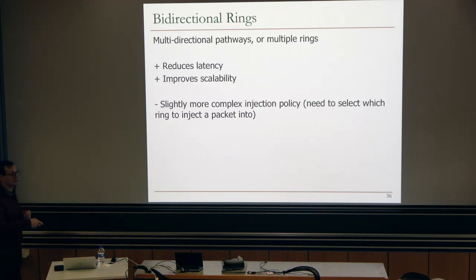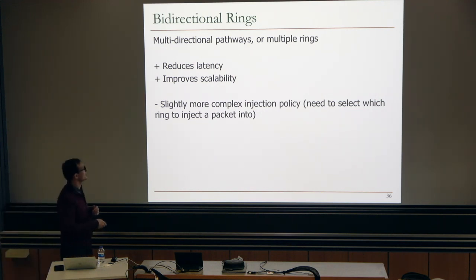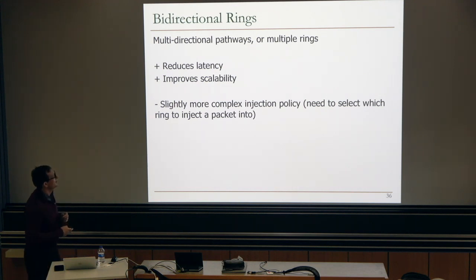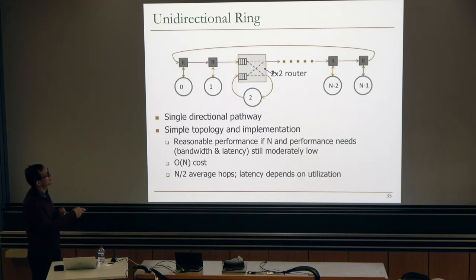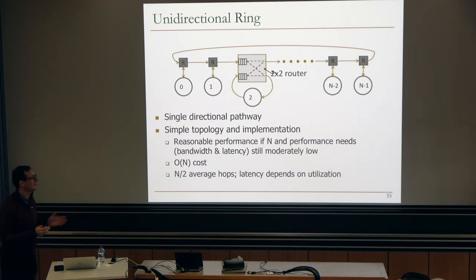Your injection policy is also complex, right? You need to select which ring you need to inject the packet into. Right? So basically you have a decision. You don't have just this ring, but you have another router over here attached to another ring. You have to pick which ring you inject into. Right? And all of the problems exist, like load balancing, which we've been talking about many times in this lecture.